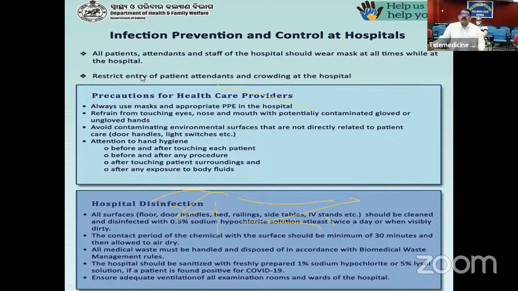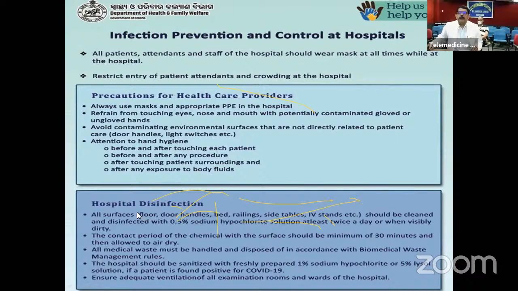The precautions for healthcare providers are wearing the mask and PPE, and refraining from touching the eye, nose, and mouth, and potentially contaminated gloves or ungloved hands. You have to avoid contaminating environmental surfaces, and you have to wash your hands and do hand hygiene before and after touching each patient, before and after any procedure, before the patient surroundings are touched, and after any exposure to body fluids.